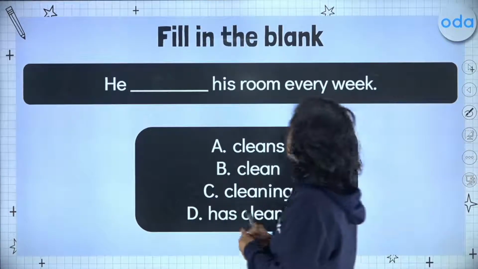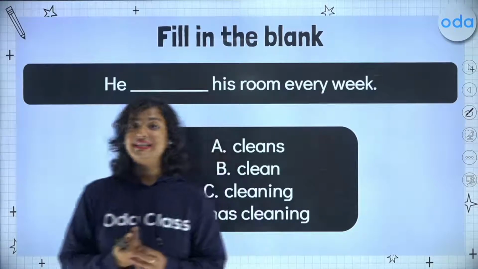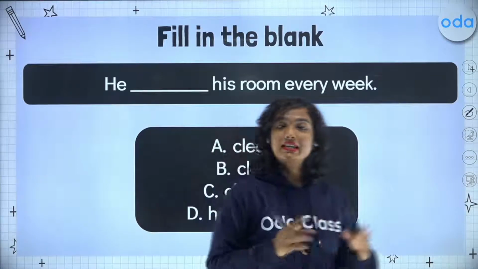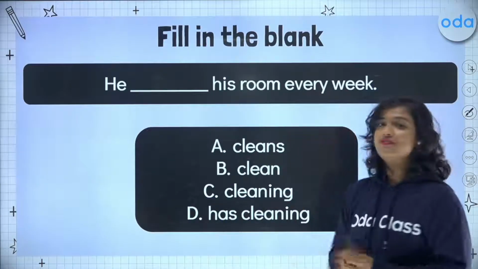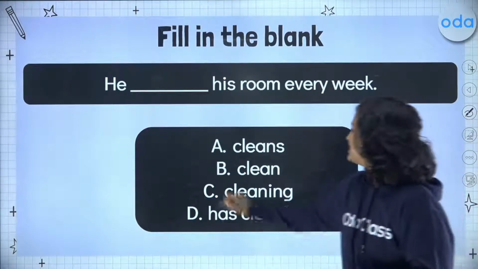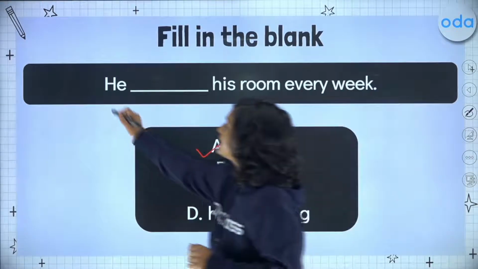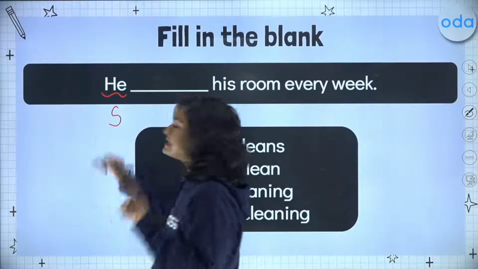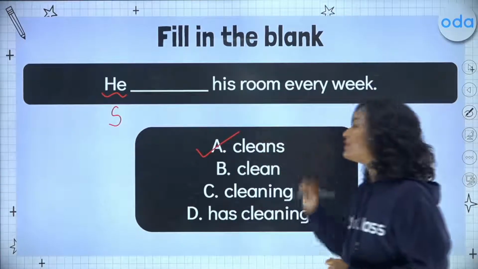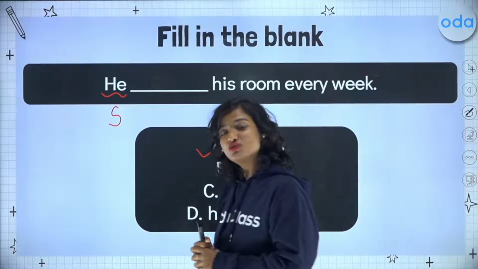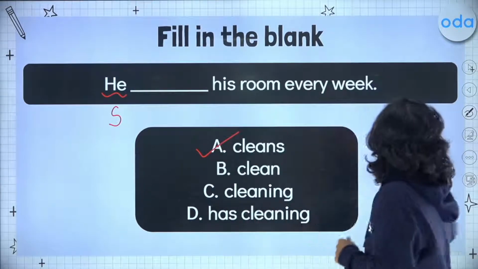"He blank his room every week." What do you think is going to be the correct answer here? He blank his room every week. So our answer here is "cleans." We have our subject, which is "he," singular subject. So our verb here will have an S at the end. He cleans his room every week.